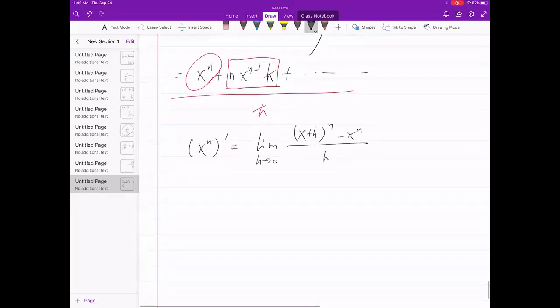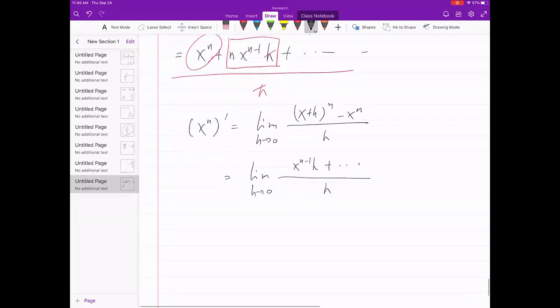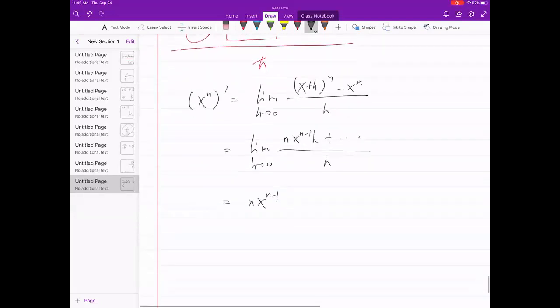What we figured out is the first term is gone, the rest is gone. We only care about this one, dot, dot, dot, divided by h. This one has an n in the front. Once you divide by h, it's this one plus dot, dot, dot. And when you let h go to 0, they're all gone.